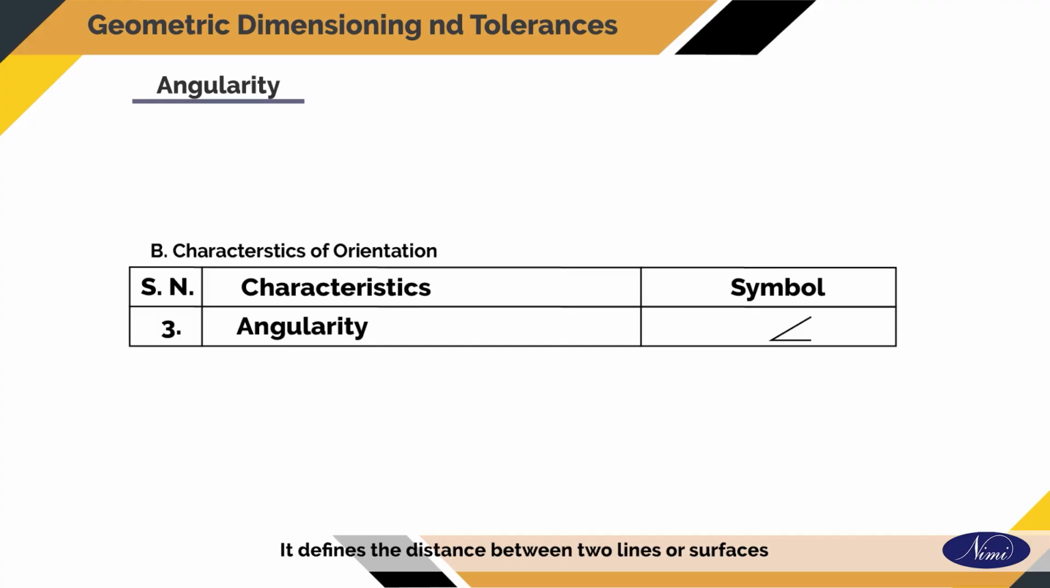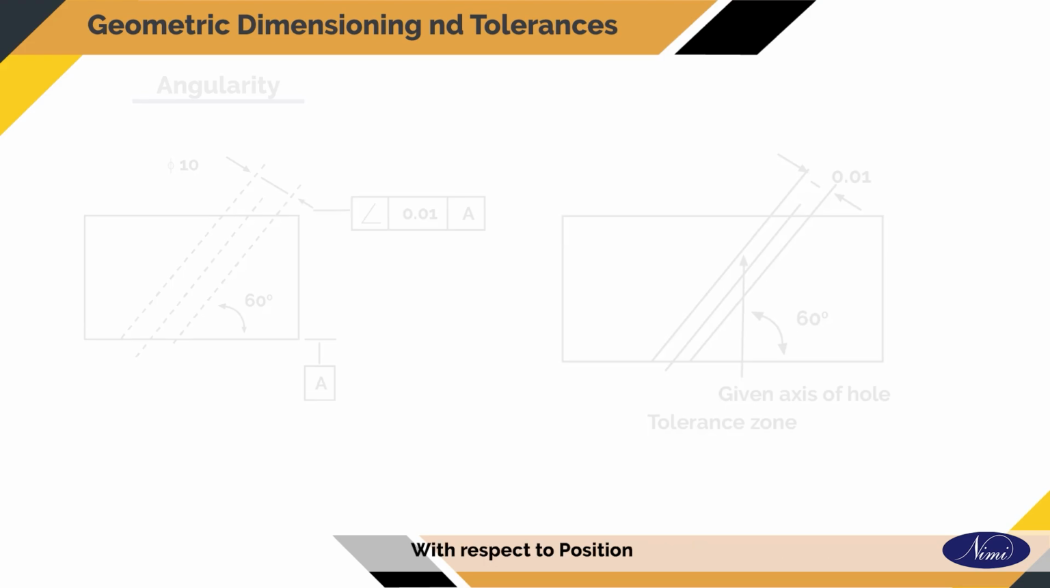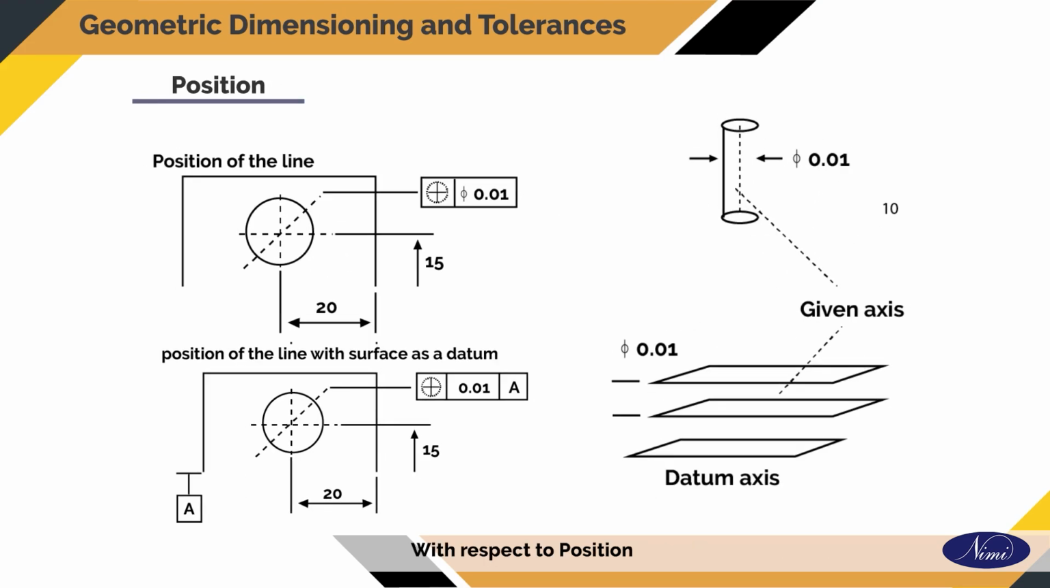Angularity. It defines the distance between two lines or surfaces that are at an angle to the datum surface and encompass the line or surface in question. With respect to position, it defines the perfect exact location of a point, line, or a surface in relation to the other datum.